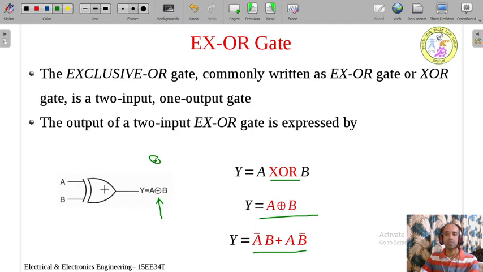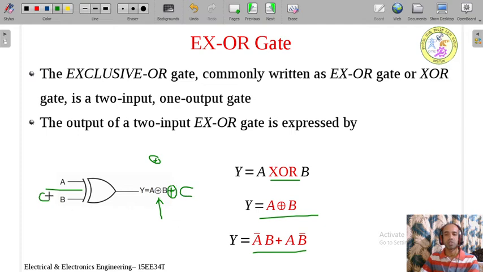And this is the symbol used. It is very similar to that of the OR gate, but you have to draw one more curve like line before the OR gate, and it contains two inputs, and the output is a XOR with b. Suppose you have three inputs like a, b, c, then how to write the output? A XOR with b, again XOR with c. So this is the XOR symbol, plus with circle, a XOR with b XOR with c.